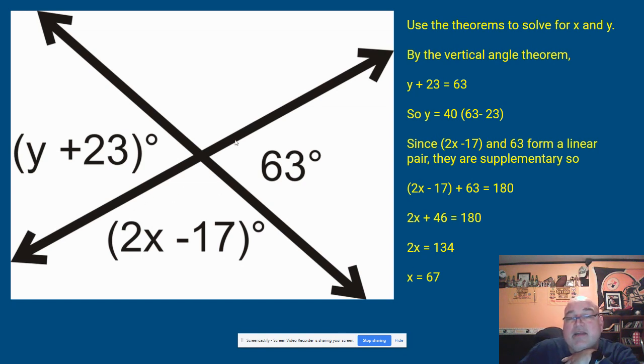Notice our straight line here. Combining our like terms, negative 17 plus 63 is 46. Then I'll subtract 46 from both sides. 2x equals 134, and x equals 67.